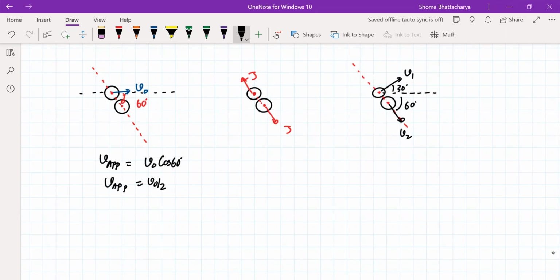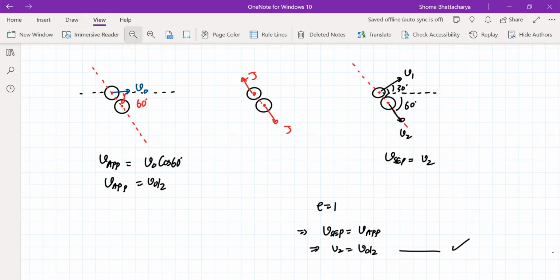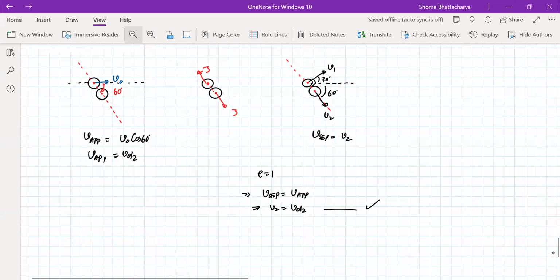Now in this diagram, we can see that this whole angle is 90. So what is the separation velocity? It is just V2, because V1 doesn't have a component along the center to center line. If E is equal to 1, what should happen? Our separation velocity should be equal to our approach velocity. So V2 should be equal to V naught by 2, and that is what we got. This verifies that our result is also correct in terms of approach and separation velocity.